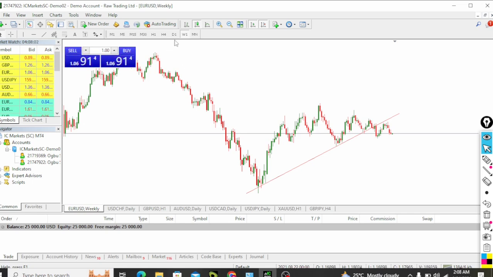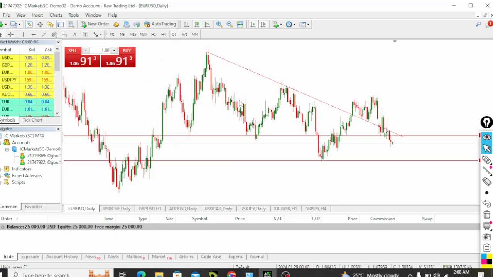Let's look at the daily time frame. This is the daily time frame. I've also looked at the chart and I've noticed that there's a very resistant trend line that passed through this angle, and that resistant trend line has been holding. So this pair broke down the trend line, then retested it, and it's on its way down.